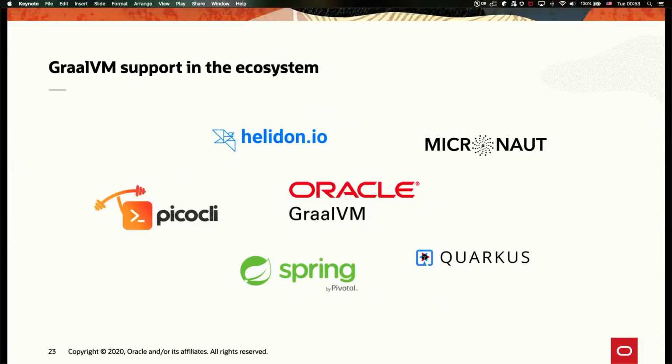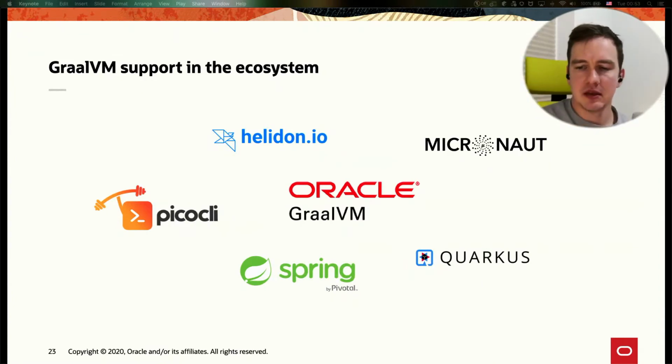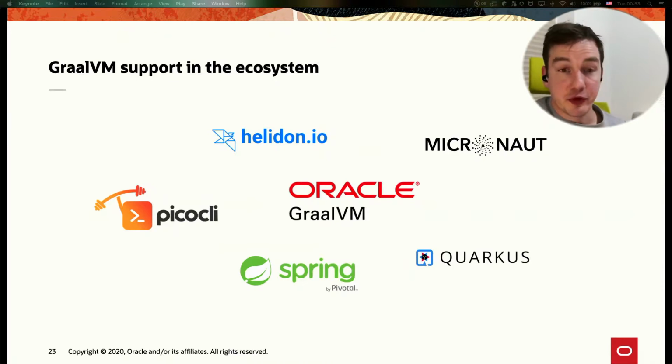The native image support in the ecosystem is quite extensive. There are a number of frameworks which support GraalVM native image and work with GraalVM native images. There is Helidon, which is a MicroProfile based framework and a collection of libraries for creating microservices. There is Micronaut, which takes a very interesting approach, and I have a demo of Micronaut applications. We'll talk a little bit about this in a second. Of course, there's the Quarkus framework.